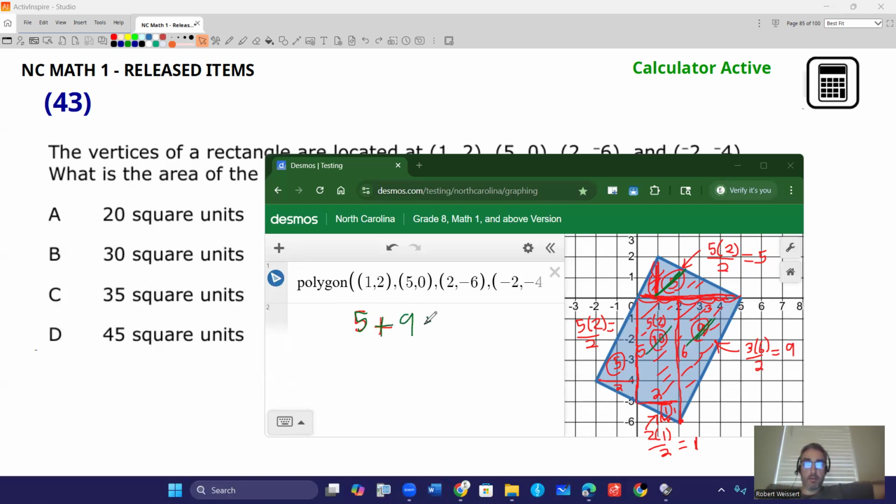I have 10. I got 1. And I got another 5. So let's add these up. You can use a calculator if you want.